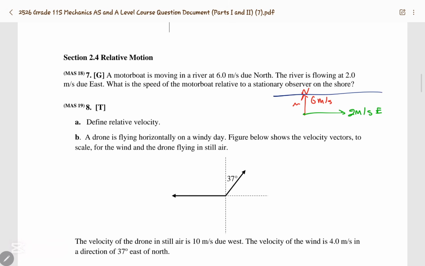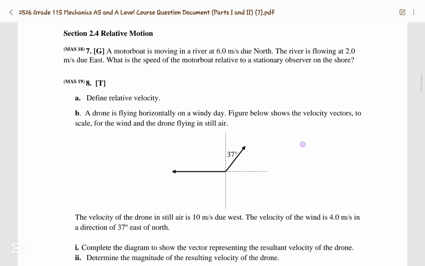Let's say this is our shore over here. Then the speed of the motorboat would be the resultant of the north and east one. So we apply the parallelogram method, and we'll end up with this. Now we need to apply the Pythagorean theorem. So it's going to be radical 2 squared plus 6 squared. This gave me an answer of 6.3 meters per second. Because they asked for the speed, you need to do velocity in y squared plus velocity in x squared, and you do radical.